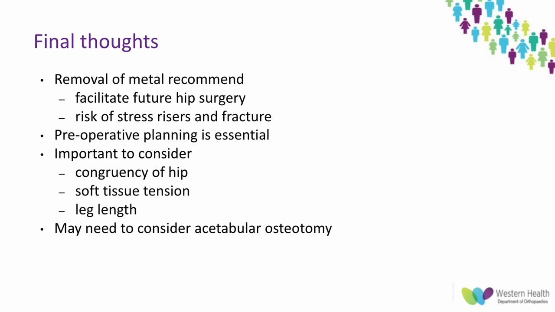Some final thoughts. In terms of the hardware, it's recommended to remove the metal in order to facilitate future hip surgery and to reduce the risk of stress risers and fracture. So in summary, preoperative planning is essential for proximal femoral deformity correction. Important things to consider are the congruency of the hip, the soft tissue tension, and the leg length. And in some cases, you may not be able to restore the congruency of the hip with a proximal femoral osteotomy alone, and you may actually need to consider an acetabular osteotomy, but unfortunately this was beyond the scope of this talk.